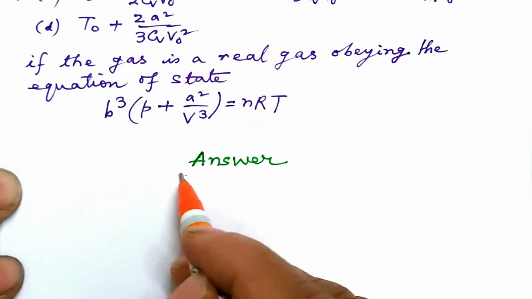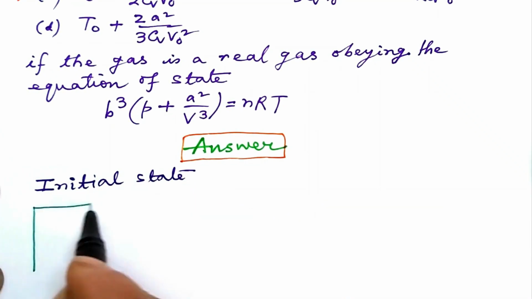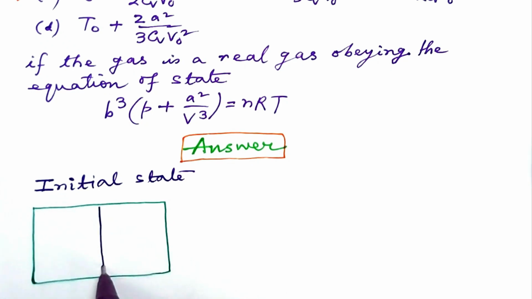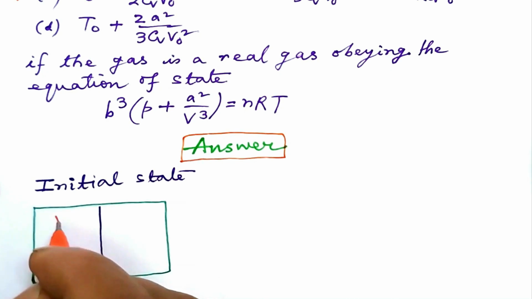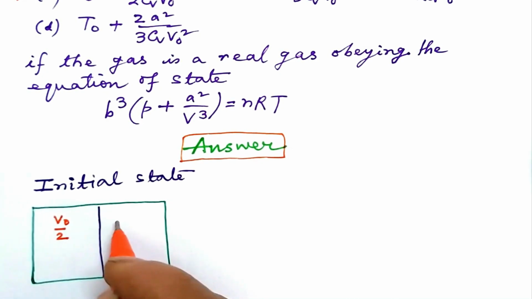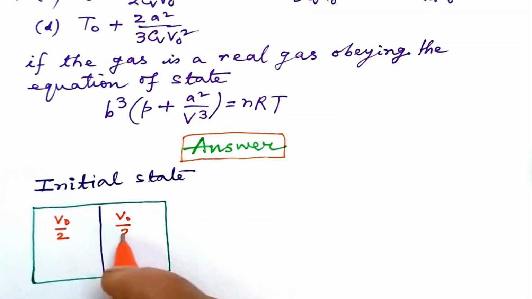The answer coming up now. Let us show the initial state. This is a box, say. In the middle there is a partition that divides the box into two equal halves. If the volume of the box is V0, the volume of this portion will be V0 by 2, and the other portion, that is this one, will also be of volume V0 by 2.